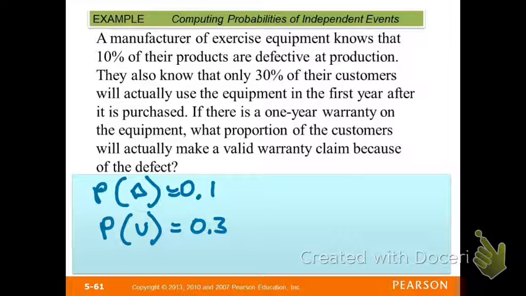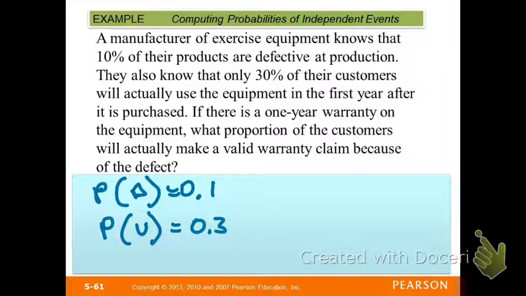Now, here we have to see if there's any tie between defective products and use. And I think that we can, because defective happens at the plant, right? If it's defective at production, then the customer use has nothing to do with the defect. So we can say that these two events are independent. We can also assume that if the person never uses the equipment, then they will not know that it's defective. If they never use it, then they're not going to make a warranty claim. So we're assuming that the people who use their equipment are going to discover the defect.